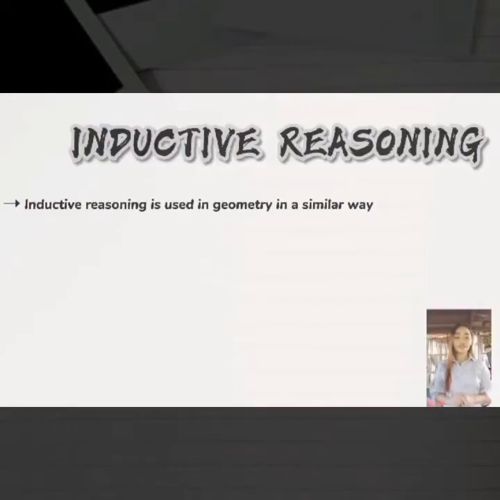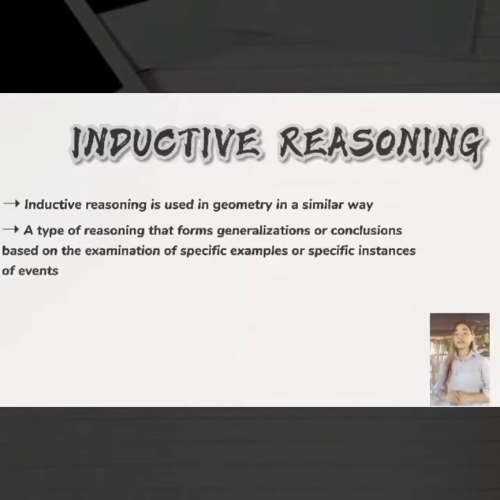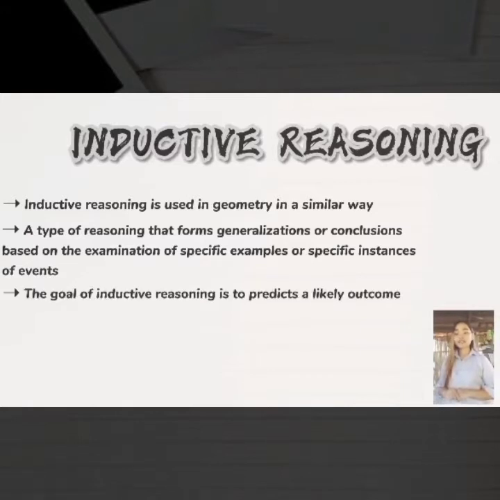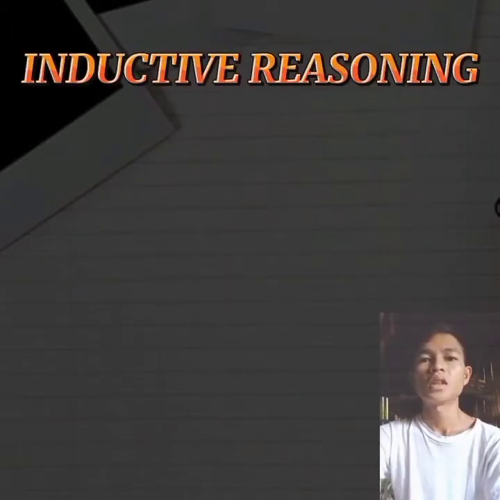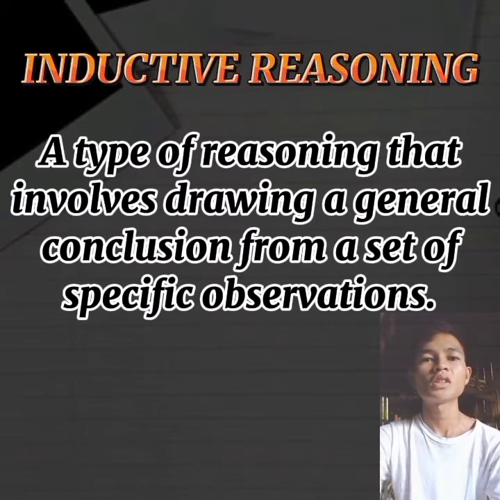Inductive reasoning is used in geometry in a similar way. It is a type of reasoning that forms a generalization or conclusion based on the examination of a specific example or a specific instance of events. So, what is the goal of inductive reasoning? The goal of inductive reasoning is to predict a likely outcome. Inductive reasoning is a type of reasoning that involves drawing a general conclusion.